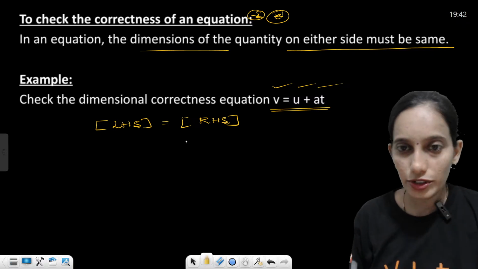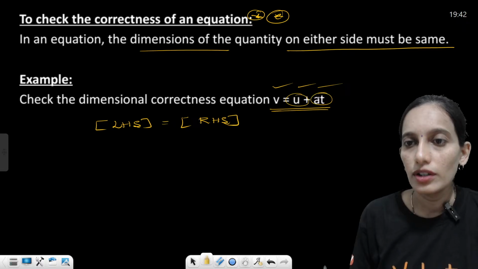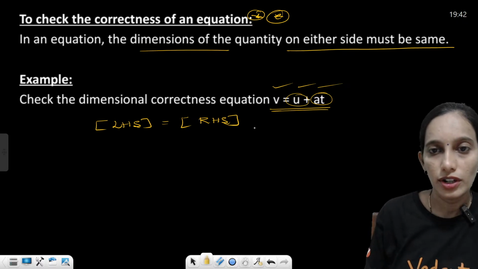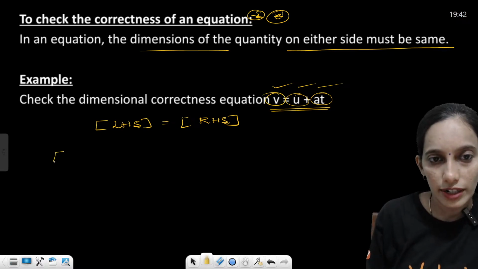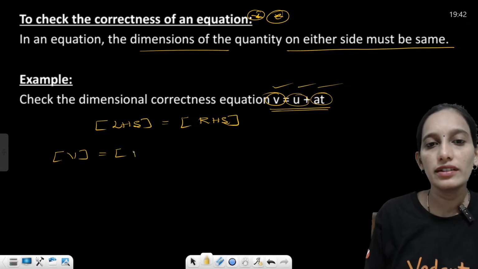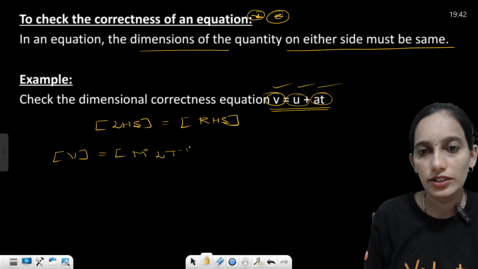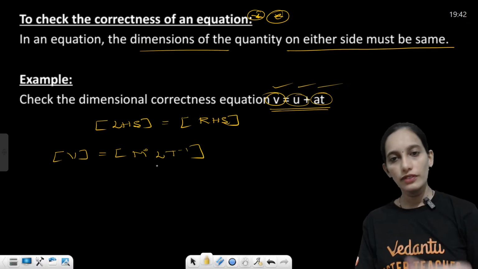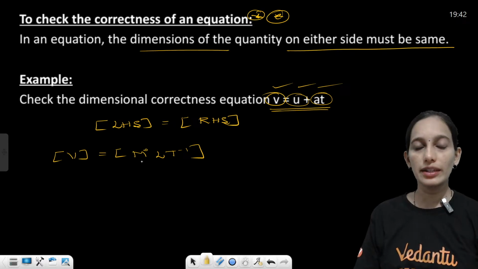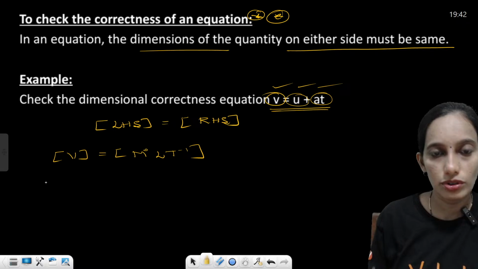Hope you're following too. Also we should see that the terms which are separated by plus or minus should have the same dimension. So first we have v here, so let me consider the dimension of v. Velocity is M^0 L T^-1, we know that, right? There is no mass dependence, so you can leave out the M^0 and just write L T^-1, no problem.